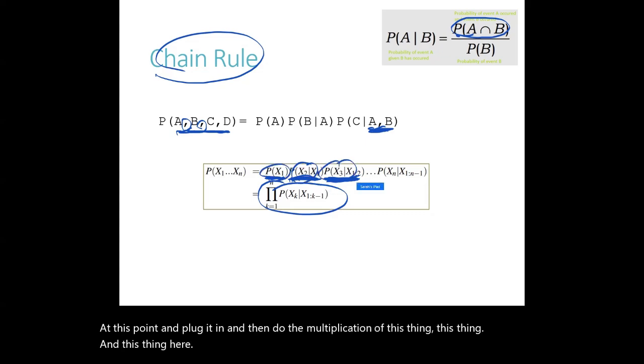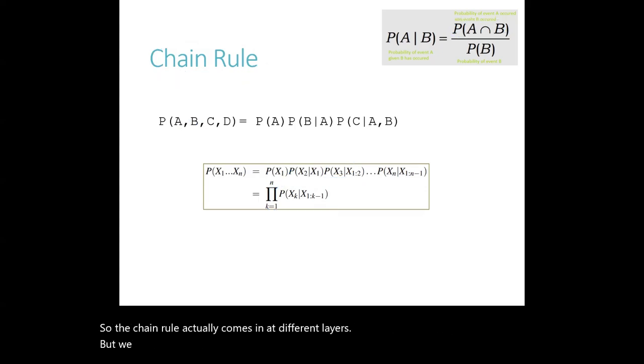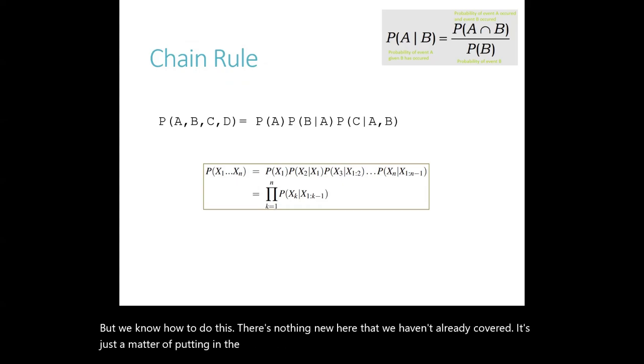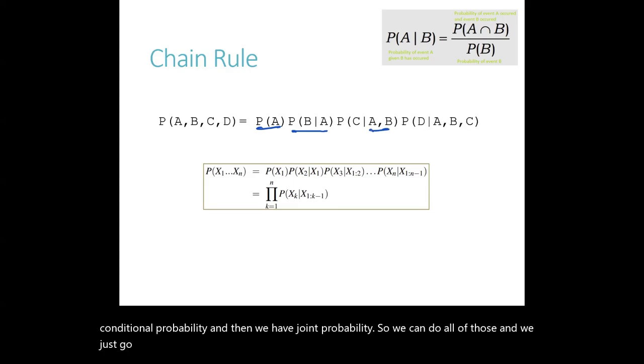So the chain rule actually comes in at different layers. But we know how to do this. There's nothing new here that we haven't already covered. It's just a matter of putting them in the correct order. We have the probability, and then we have conditional probability. And then we have joint probability. So we can do all of those. And we just go on from there until we've plugged in everything for all the factors that we're interested in.